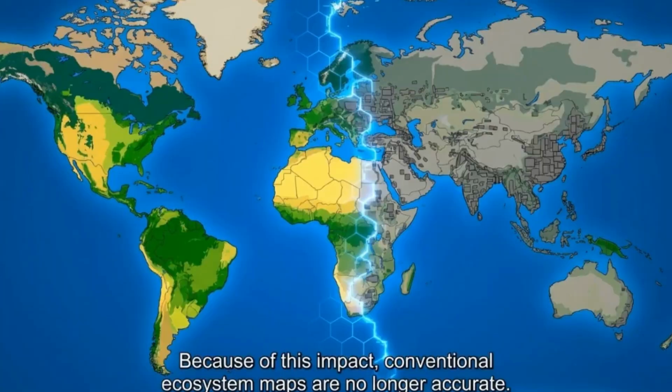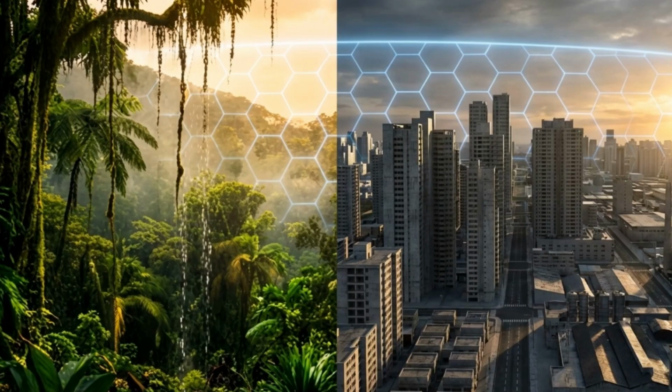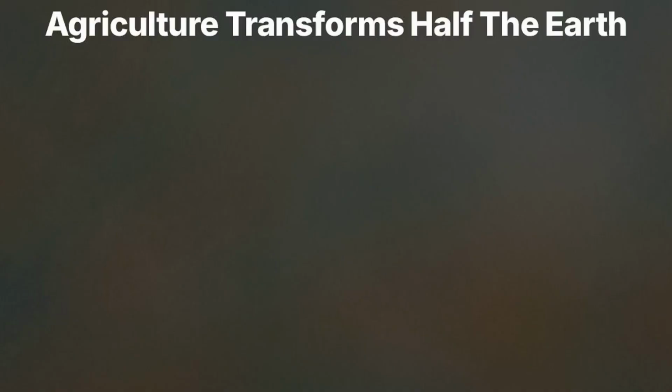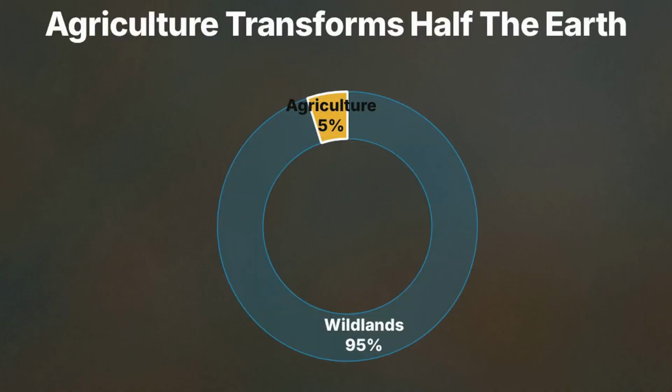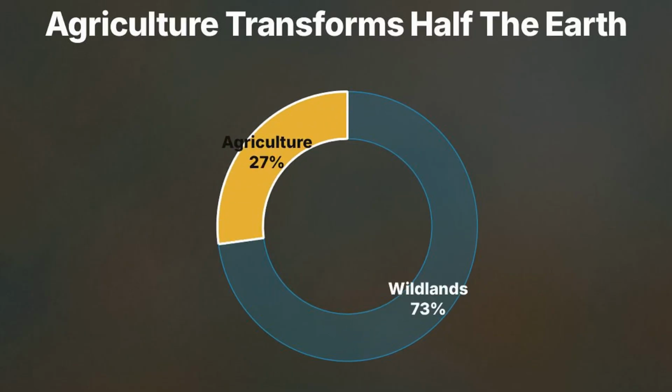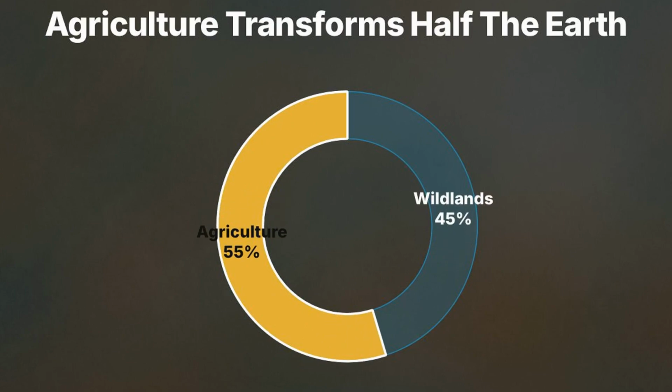Because of this impact, conventional ecosystem maps are no longer accurate. Scientists have introduced a new classification, anthromes, or anthropogenic biomes, to describe the terrestrial biosphere in its contemporary human-altered form. In the 1700s, before the Industrial Revolution, most of the Earth's ice-free land consisted of wildlands. Today, the data shows that over half of that land has been transformed by agriculture and human settlement.